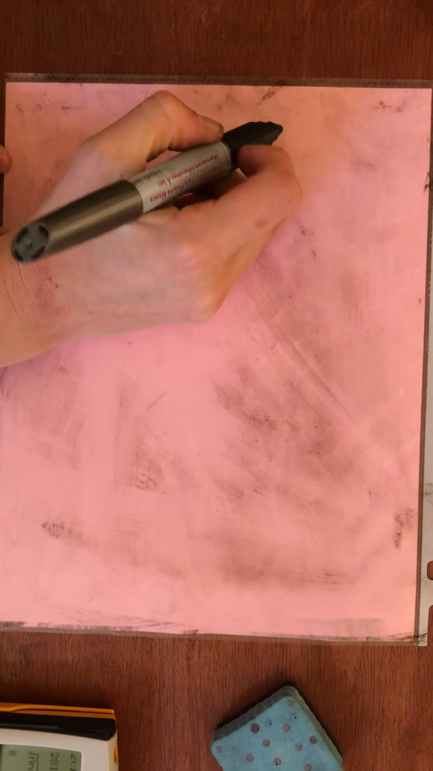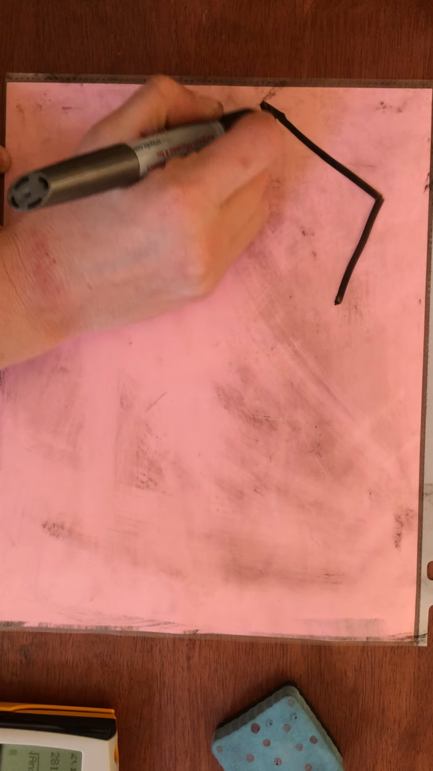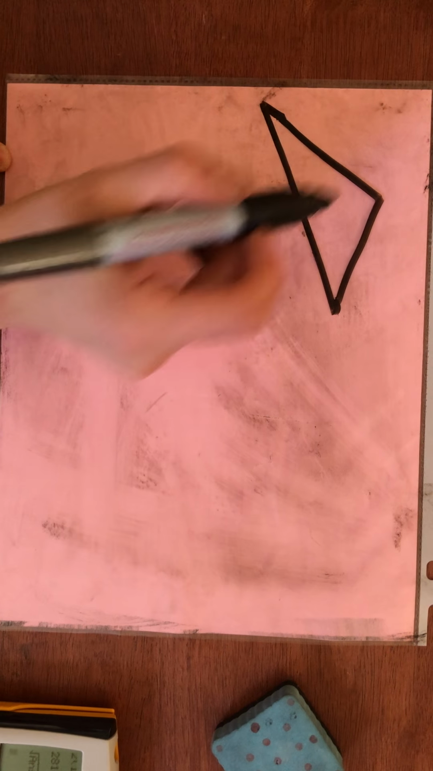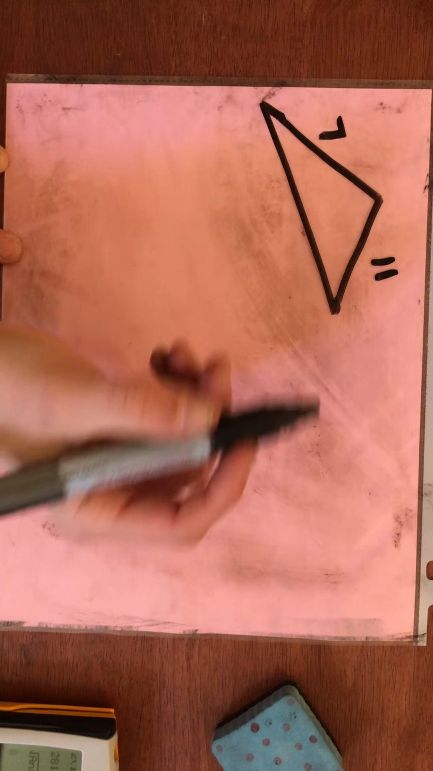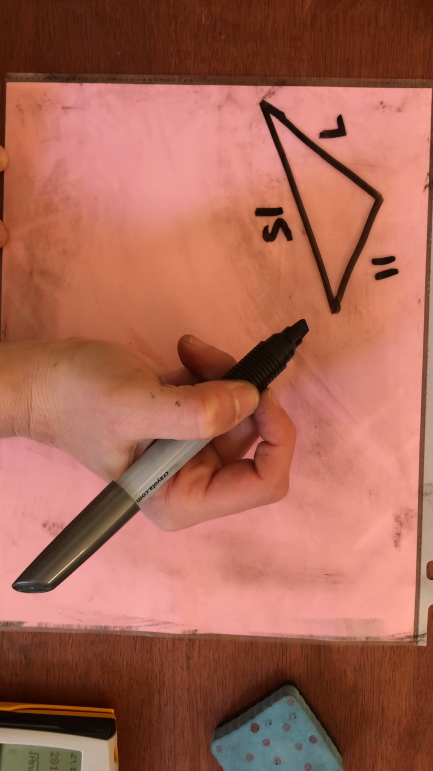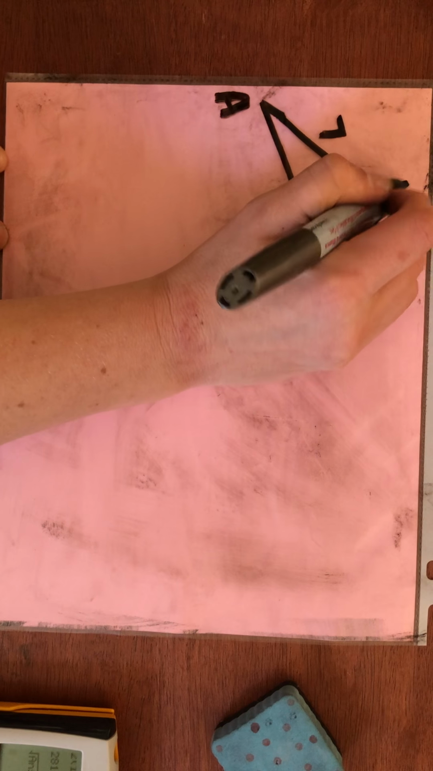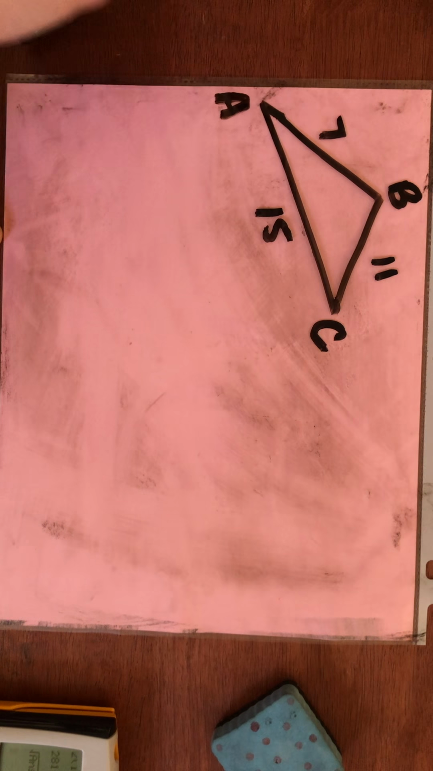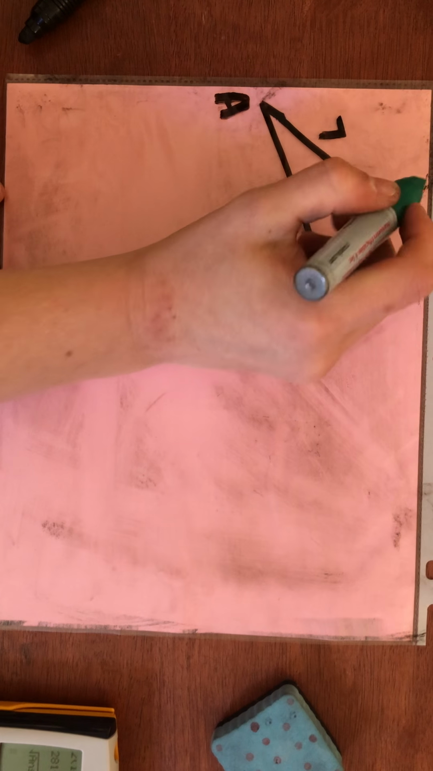Let's try one now where we have all three sides, instead of an angle. We have three sides: 7, 11, and 15. This is A, this is B, this is C. And we want to find the measure of angle B.